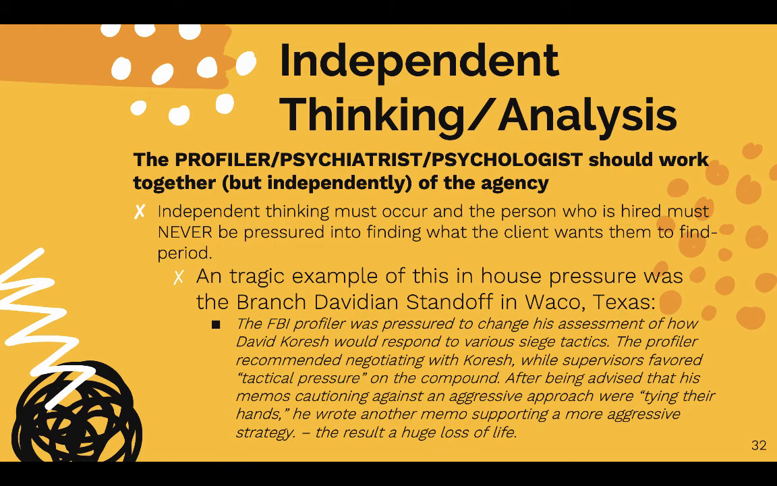A tragic example of this was in the Branch Davidian standoff in Waco, Texas. If you don't know about this, I highly recommend watching the documentary on it or at least reading about it. The FBI profiler was pressured to change his assessment of how David Koresh would respond to the various siege attacks. The profiler recommended negotiating with Koresh. The supervisors favored tactical pressure on the compound after being advised that his memos cautioning against an aggressive approach were tying their hands. He wrote another memo supporting a more aggressive strategy. The result was a huge loss of life.